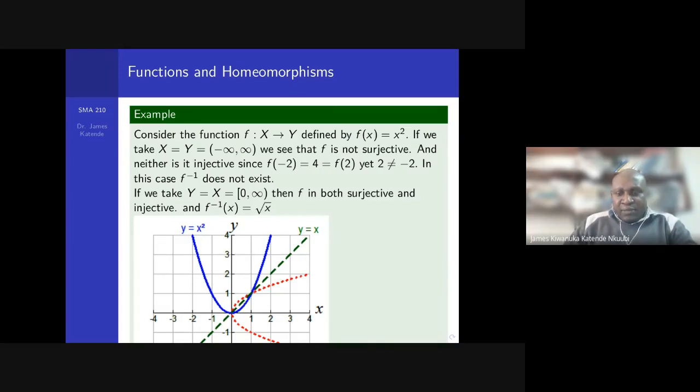Okay, so that's an example of a function, and we have shown that it behaves differently if you use different domains, and you can limit it in such a way that you are able to get an inverse within that limited domain.